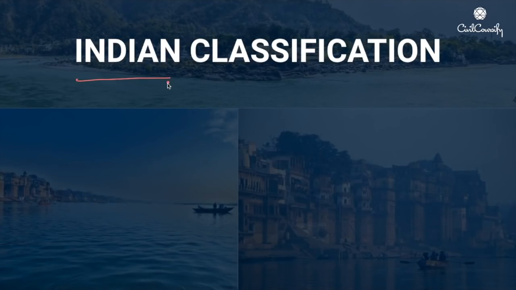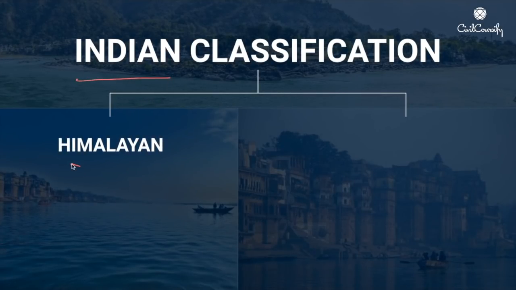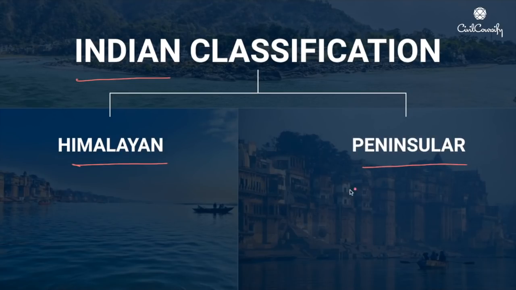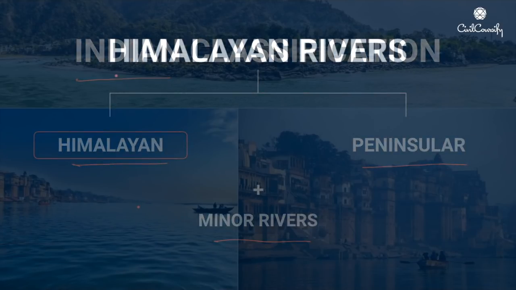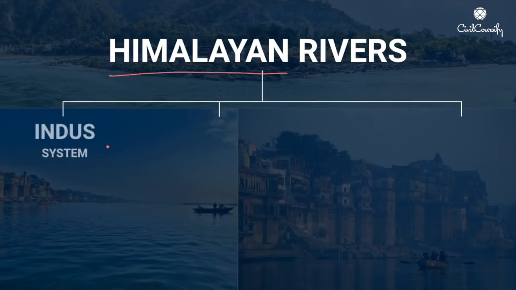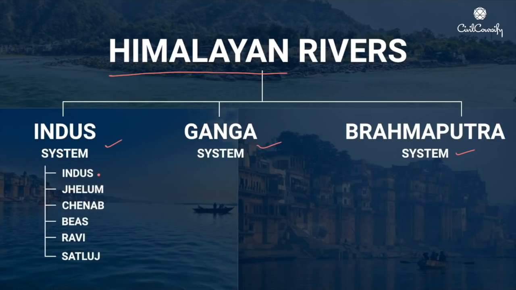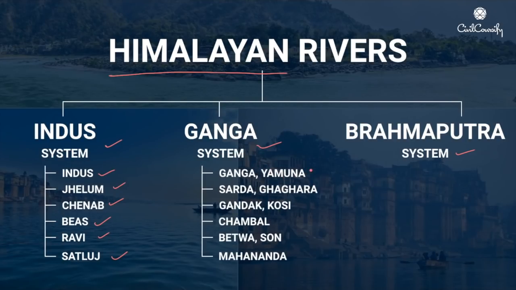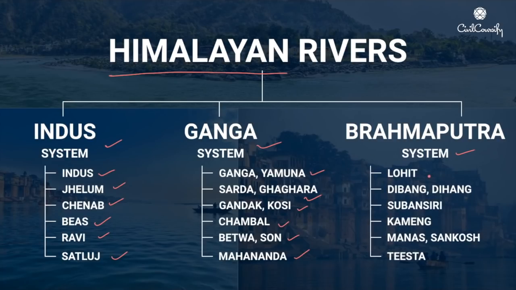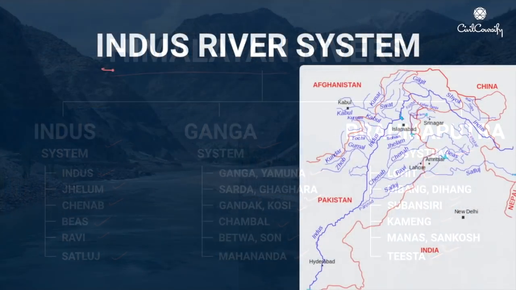Now let us look at the Indian classification of the river systems. The first one is the Himalayan river system and the second is the peninsular river system. There are some minor rivers as well. In this video, we'll cover the Himalayan river system. The Himalayan river system is further classified into the Indus river system, the Ganga river system and the Brahmaputra river system. The important rivers of the Indus river system are Indus, Jhelum, Chenab, Beas, Ravi and Satluj. Whereas the important rivers of the Ganga river system are Ganga and Yamuna, Sarda and Ghagra, Gandak and Kosi, Chambal, Betwa, Son, and Mahananda. The important rivers of the Brahmaputra river system are Lohit, Dihang and Dibang, Subansiri, Kameng, Manas and Sankosh, and Tista.